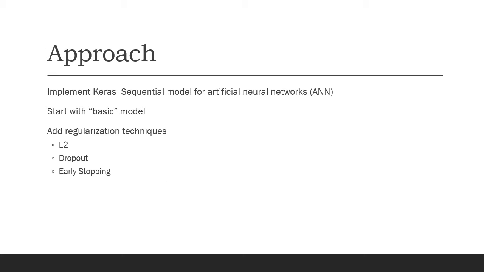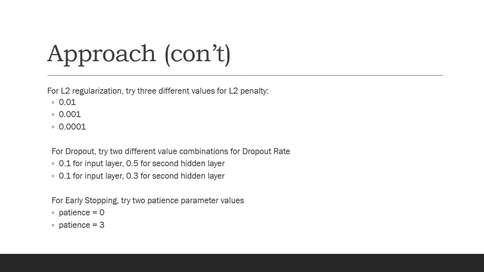In the approach, just like in homework 2, I'm going to implement Keras sequential models for ANN, starting with a basic model and then adding some regularization techniques. For the regularization techniques, the first one was L2 regularization, where we apply a penalty to the loss function to help keep from overfitting to the training data. Three different hyperparameters for the loss function were used, as shown here: 0.01, 0.001, and 0.0001.